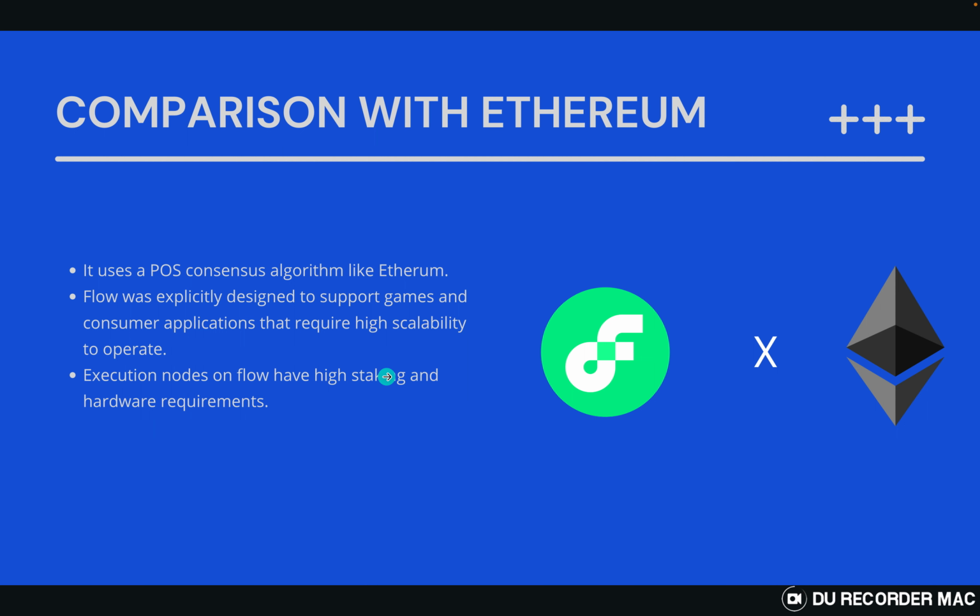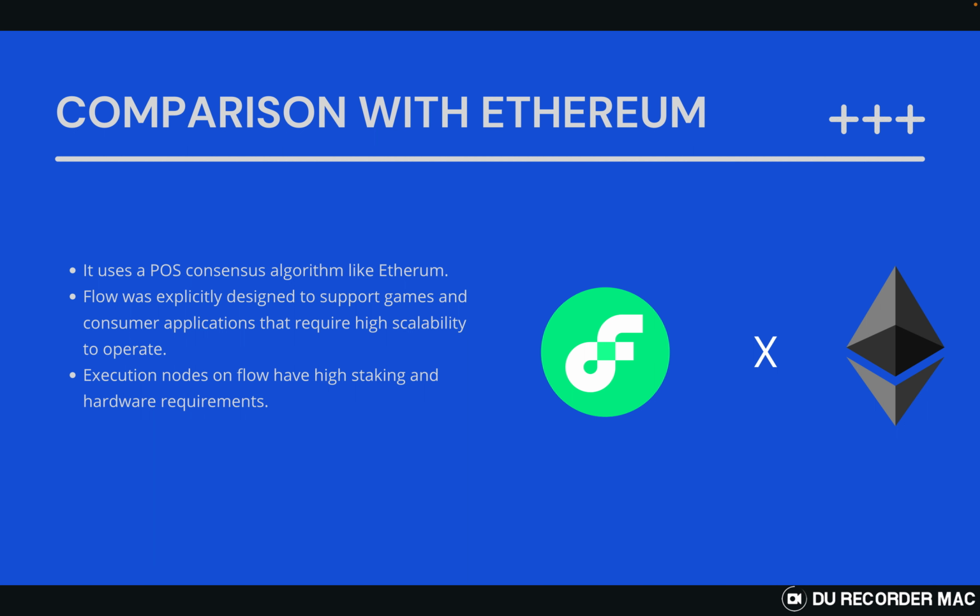The high staking means that you have to commit a large amount of money. You have to stake a large amount of money before you can become an execution node on the Flow blockchain. And the high hardware requirement means that you need, let's say, state-of-the-art infrastructure in order for you to process and execute transactions fast. So that is mostly it about the Flow blockchain.